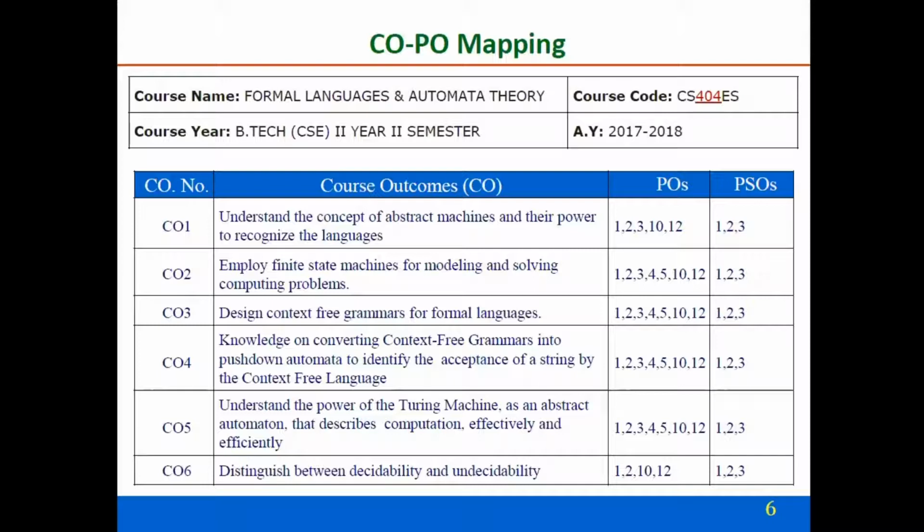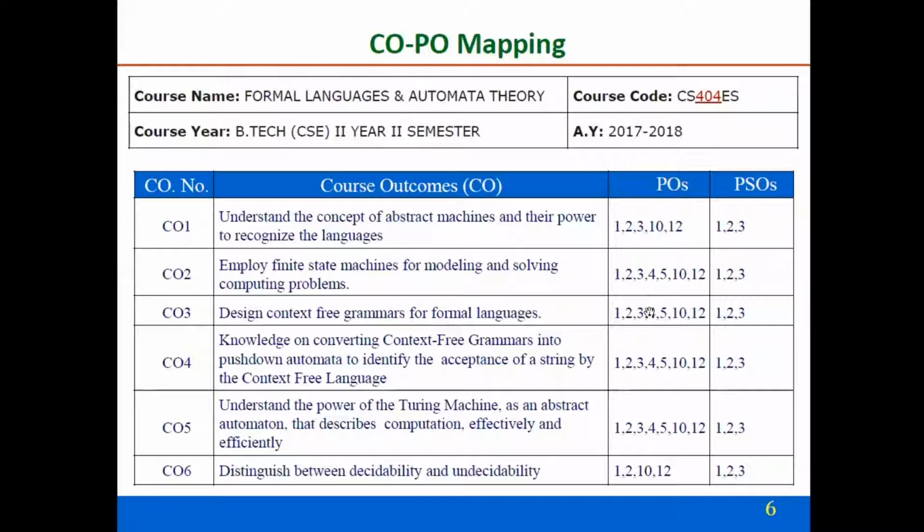Then development of software products. With this, you can develop an automaton, a machine which recognizes a particular language. So like that, I am justifying, as a subject expert, that these are the POs and PSOs mapping with a particular CO. Like that, every CO you have to compare with all the POs and all the PSOs, whichever are related.